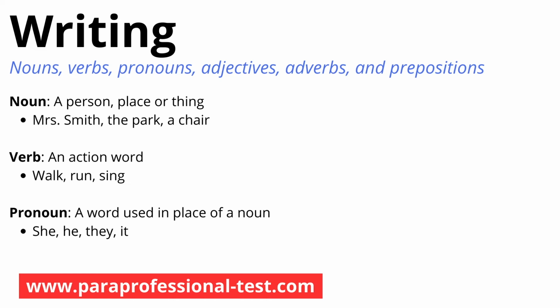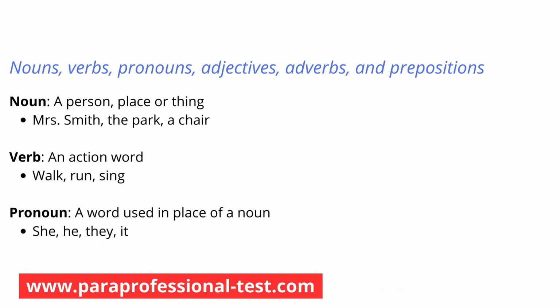Remember, a noun is a person, place, or thing. For example, Mrs. Smith, the park, a chair. Next, we have a verb, which is an action word. So for example, walk, run, sing. Next, we have a pronoun, which is a word used in place of a noun. For example, she, he, they, it.